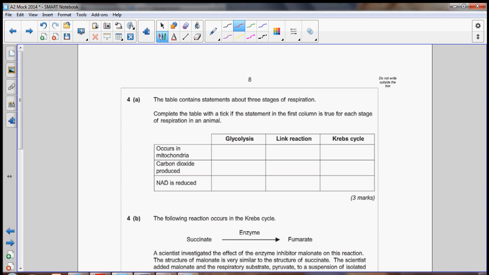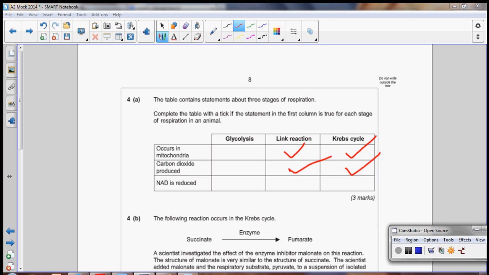So, let's start off with occurs in mitochondria. Well, glycolysis doesn't occur in mitochondria, it occurs in the cytoplasm, but the link reaction and the Krebs cycle both do occur in mitochondria, so we're going to tick those. It says that carbon dioxide is produced. Well, carbon dioxide is produced in the link reaction and the Krebs cycle. It's not produced in glycolysis, so we're going to leave that part blank.